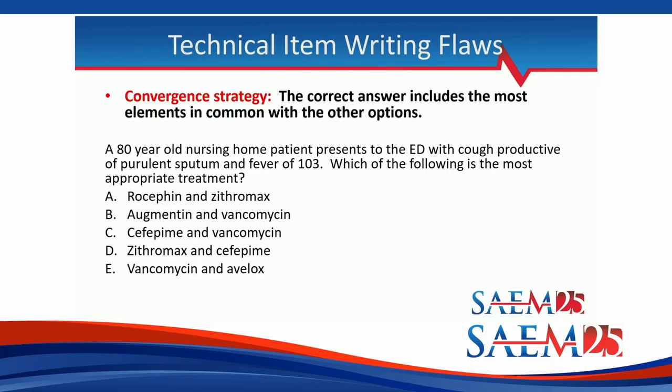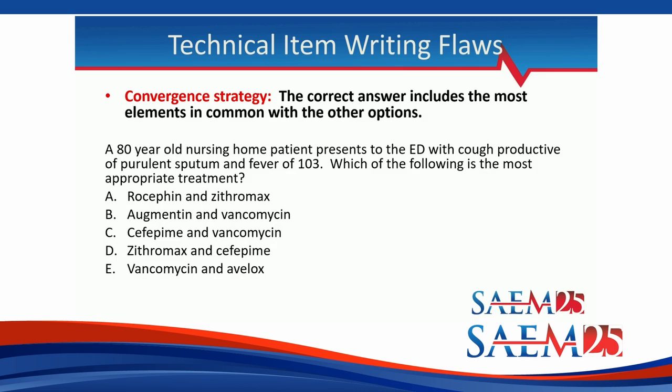The correct answer includes the most elements in common with the other answers, right? This one's super common where you're trying to pick two answers, and I can see that vancomycin shows up an awful lot there. Zithromax only shows up twice, so it's probably vanc. I'm just going to guess one of those answers. So again, you can rule out some of the other answers just by the frequency of stuff.